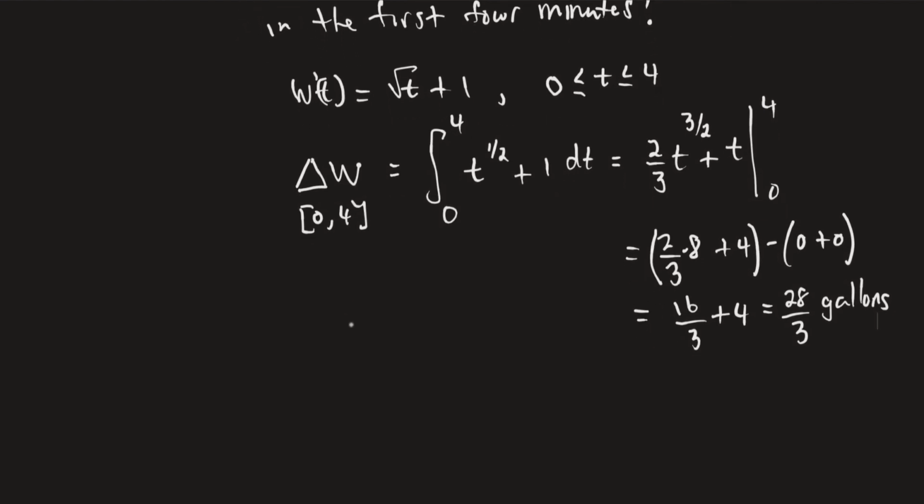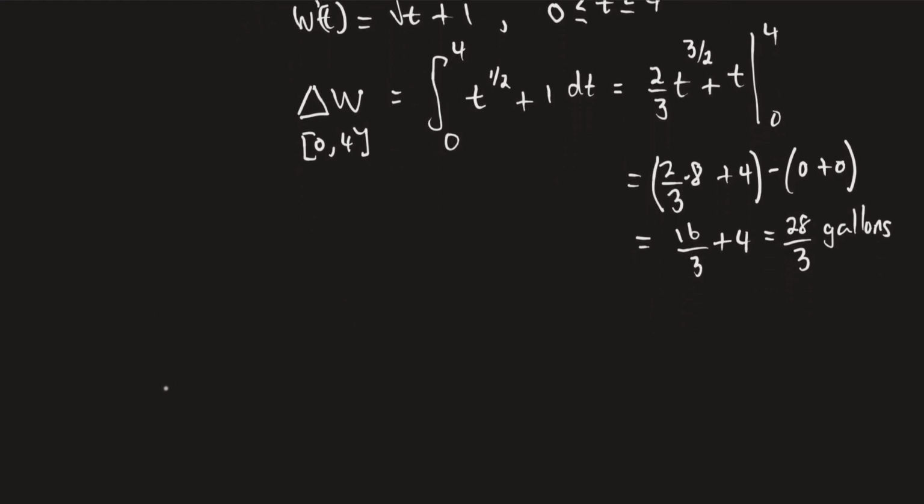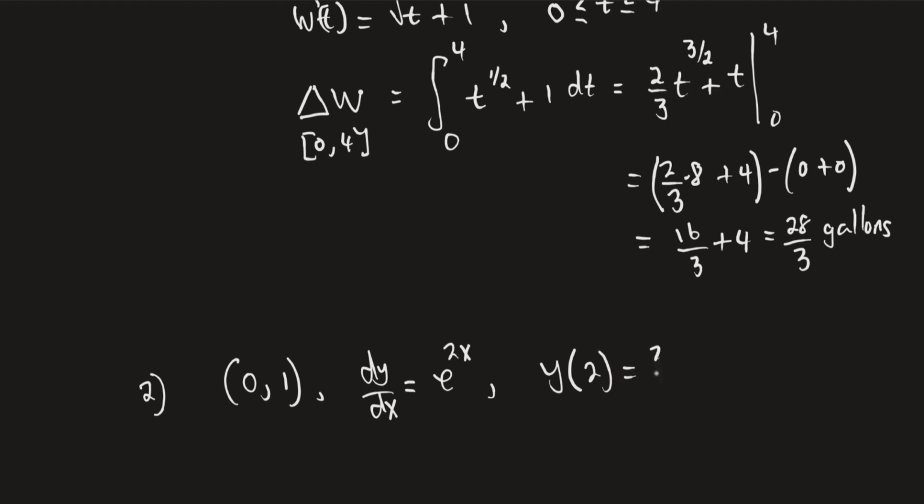Other example, and this one doesn't have a little story beside it, but let's say we're given 0, 1, and we're given dy dx is equal to, let's say, e to the 2x, and the question is, what is y of 2?